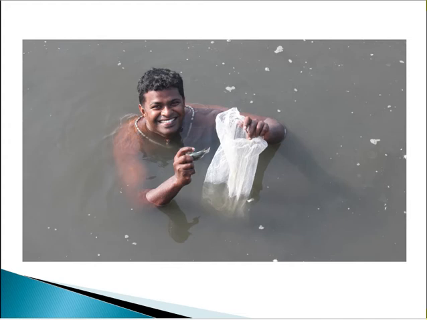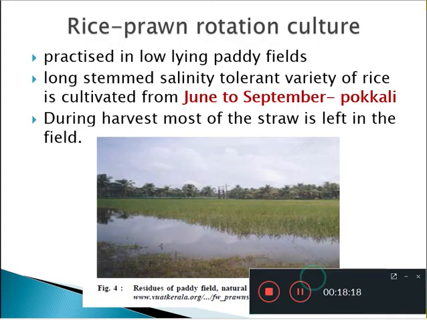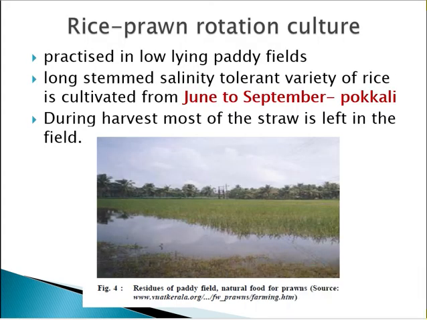In Kerala, traditional prawn farming is done in rice fields. So this is called rice prawn rotation culture. This is practiced in low-lying paddy fields. And here what is done is the prawn seeds from brackish water areas and sea will be collected along with the tidal inflow in large stretches of paddy fields. So the seed is collected.